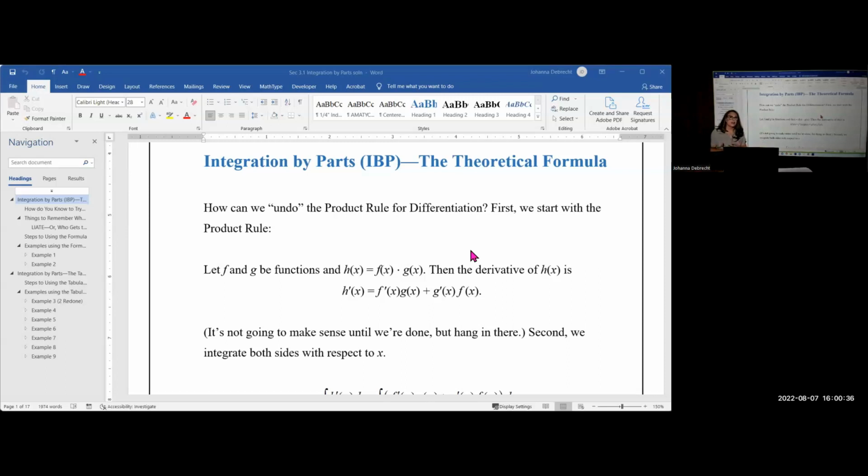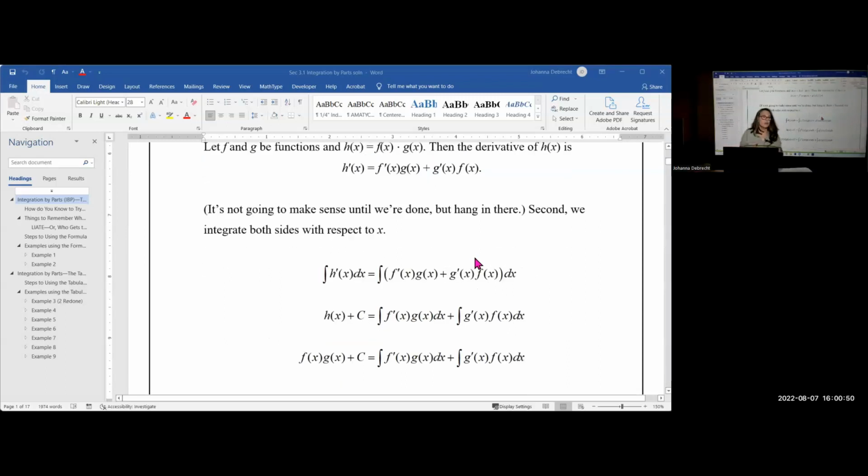Unfortunately, there's no way to undo the product rule directly in integration, and that's why we need integration by parts. So you're going to have to hang with me for a little while because what we're doing may not make sense to you until we get to the end. I'm going to start with this definition of the product rule for differentiation, and I'm going to integrate both sides with respect to x. So I'm taking the integral of the left side with respect to x. That's why I have the differential dx. And I take the integral of the right side, which is the product rule for differentiation, f prime g plus g prime f integrated with respect to dx.